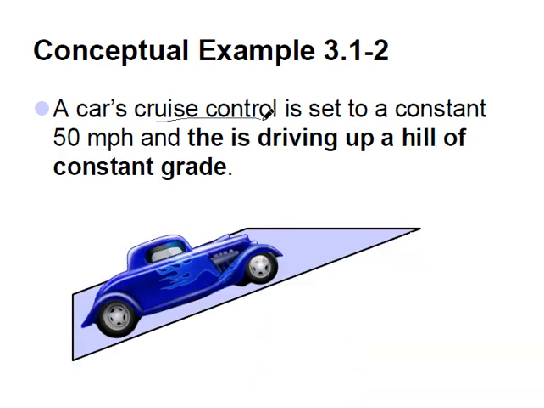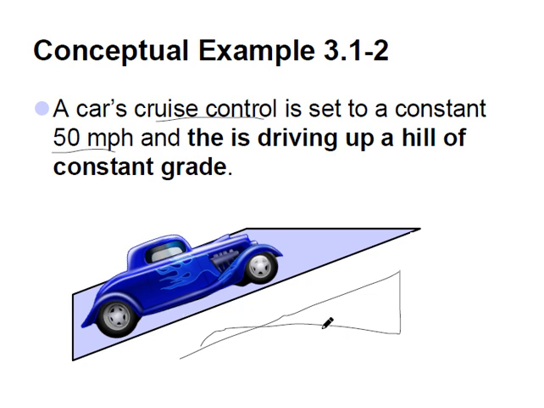Then your car has a cruise control. You set it to 50 miles per hour and you're driving, and you're going to go up a hill. But then this hill has a constant grade. You got to go up the hill. So another change in path.